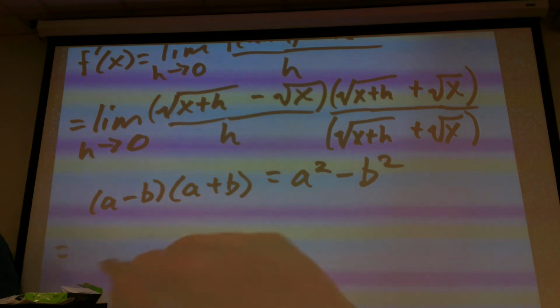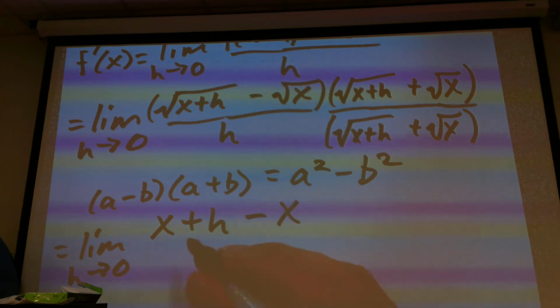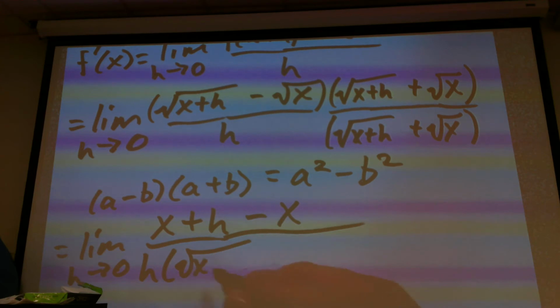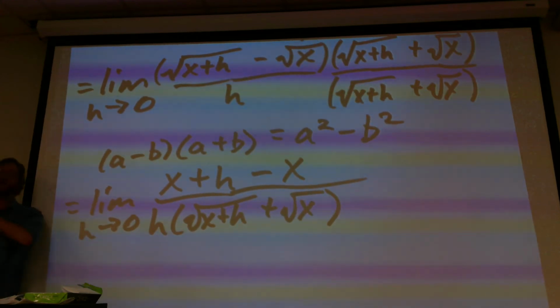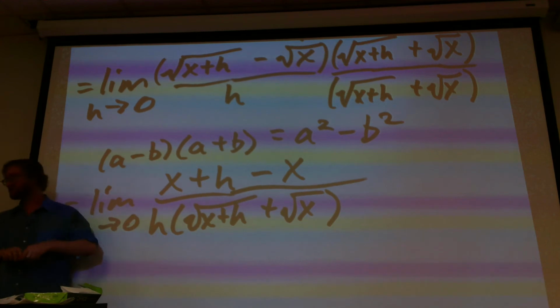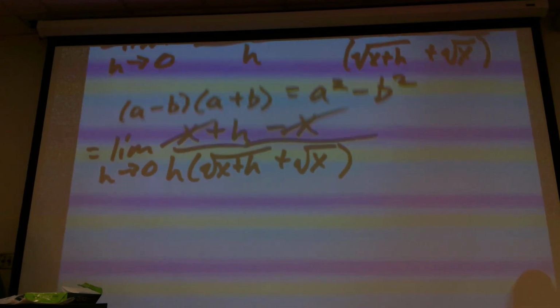Okay? So this thing would equal the limit as h tends towards 0, and I'll write it like this. x plus h minus x divided by h, and multiplied by the square root of x plus h plus the square root of x. Okay, so now multiplying by the conjugate allows us to do what we did on the previous problem, where this first term and this last term will cancel each other out. So let's just go ahead and knock those guys out of the situation.